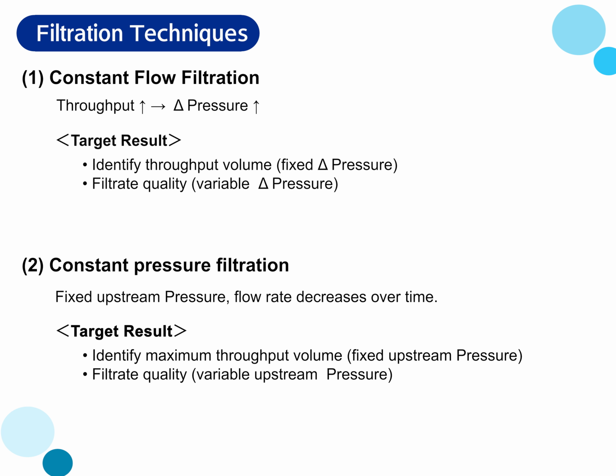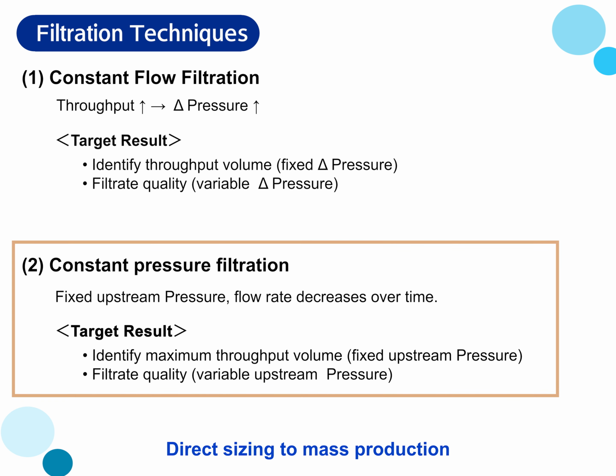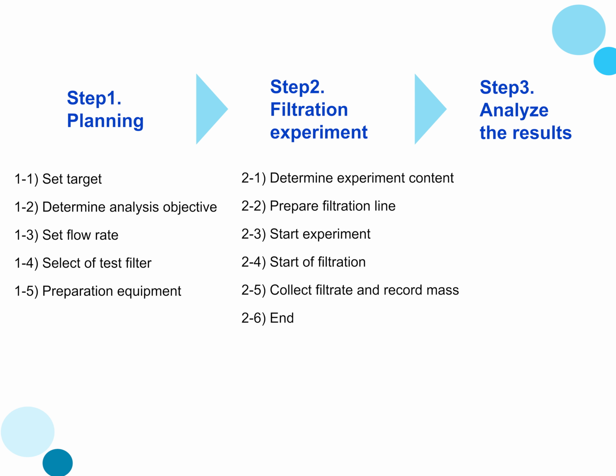These two filtration methods differ in the results obtained and in the equipment required. Selecting the method that best suits the conditions of use anticipated in mass production will enable effective operation of the data obtained. In this part, we will show you how to experiment with constant pressure filtration. The experimental method for constant flow filtration is introduced in a separate video. We will now explain the three steps of constant pressure filtration experiment: planning and preparation, conducting the experiment, and analyzing the results.